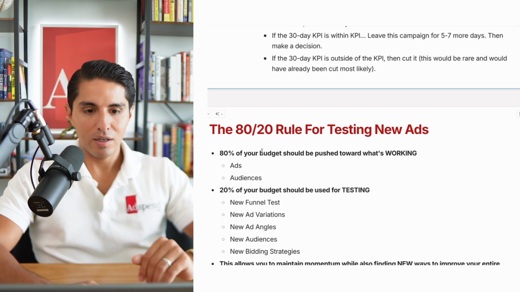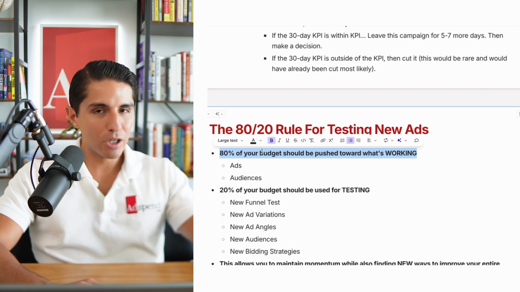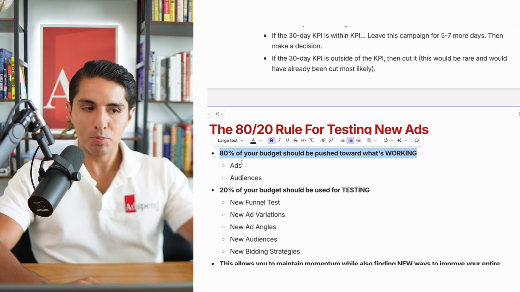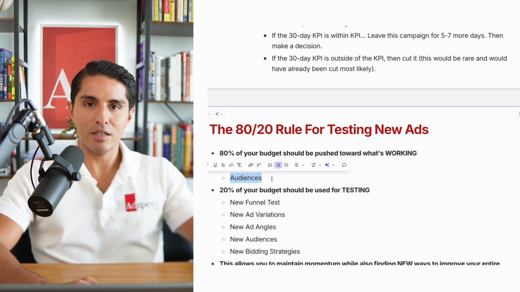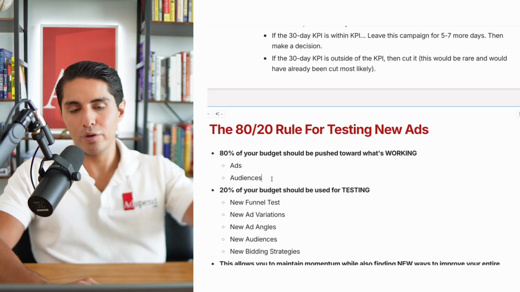Very simple here. 80% of your budget should be pushed towards what's working. Okay, you've got a control ad. You've got a control campaign and audience combination that's actually profitable for the business. You want to make sure you just push more budget, 80% of it at least, to those winning ads and those winning audiences, and just keep vertically scaling those. And according to your calendar availability, by the way, if you're using a call funnel.